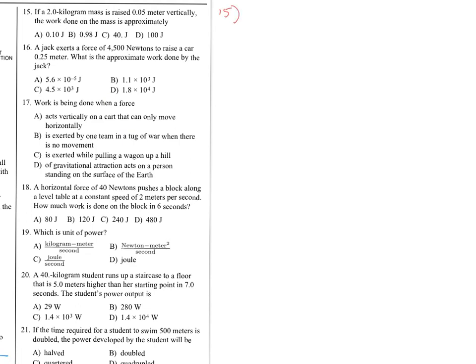15 is rather unique because we're given a mass and a distance. If we look at our mass here, it's being raised vertically. So typically the force done when you're raising objects vertically is the same as its weight. So we're going to take 2 kilograms times 9.8, and that is going to equal 19.6 newtons. So there we have our force, which we can use to find work.